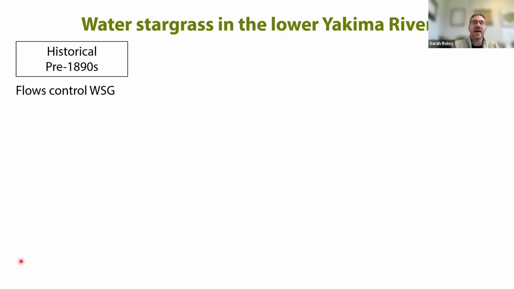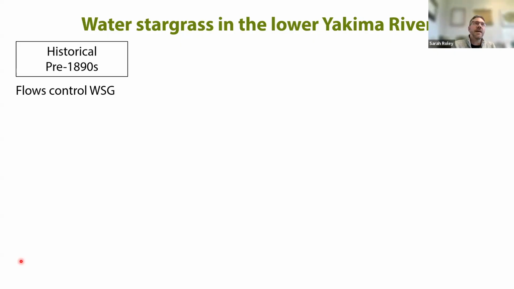Okay, so let's go back in time a little bit. Historically, before the 1890s, we expect, we don't have hard data on this, but we expect flows typically controlled water stargrass. It's a native plant to the Yakima Basin, native in Washington. Historically, it was probably restricted to the margins just because scouring flows in the spring would rip it out of the sediment, and also for plants that weren't ripped out, the higher sediment load that those spring peak flows carry and the deeper water attenuates light, and therefore the plant likely had less light.